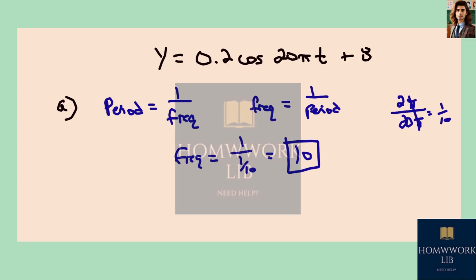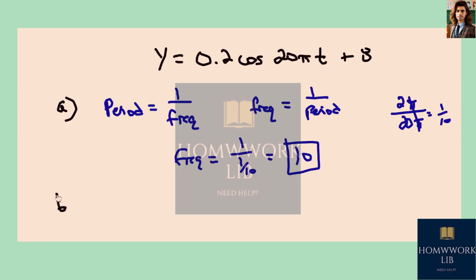Meaning there are 10 cycles in one period of cosine. I should say 10 cycles actually in one period, one unit of time.